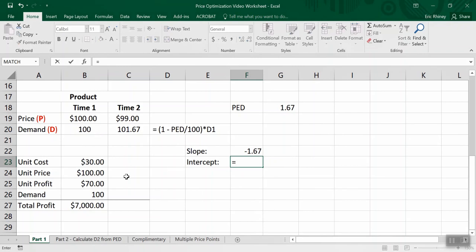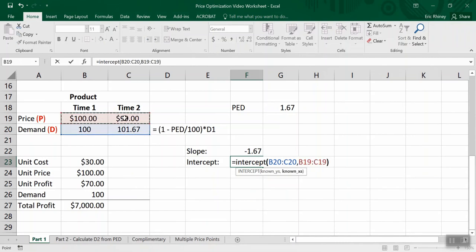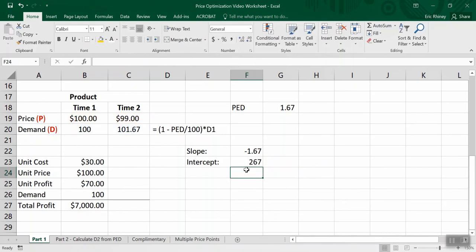Our intercept equals intercept. Again, what are our known y's? The demand is our known y's. What are our known x's? These are our known x's. All right, we put that in and we see our intercept is 267.